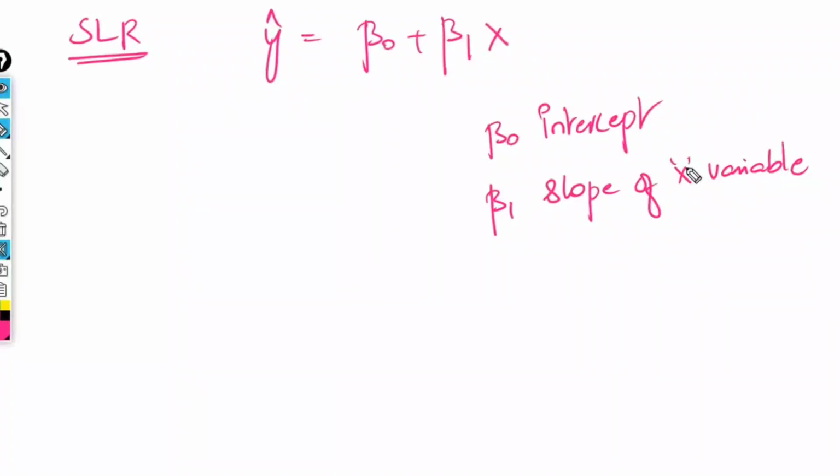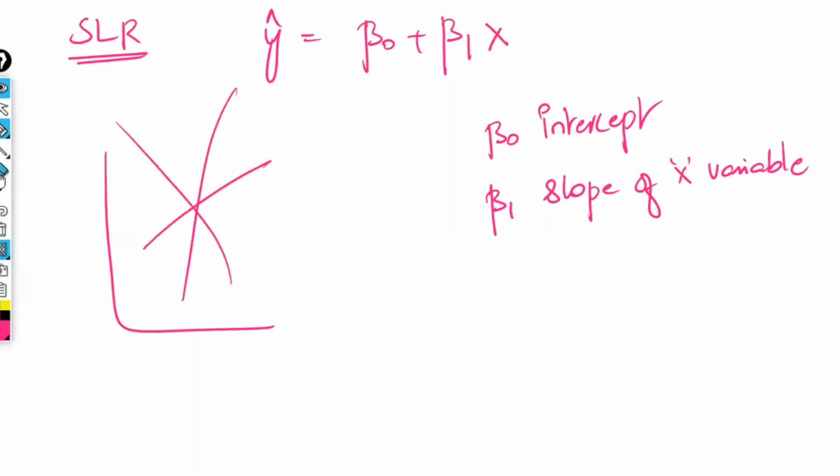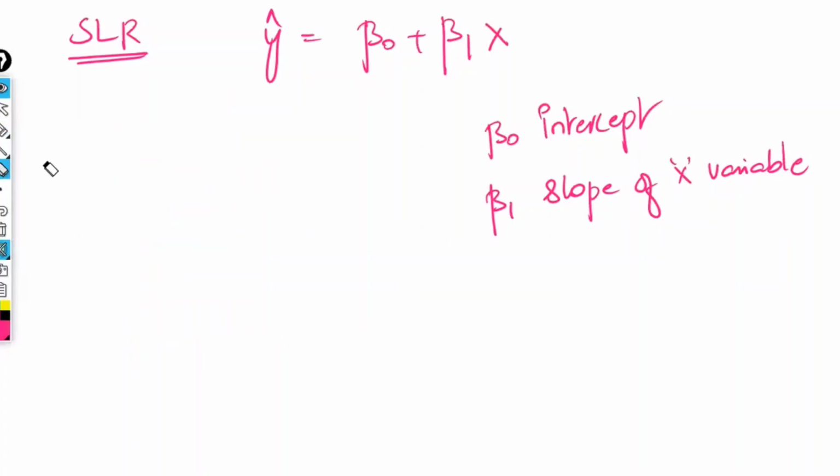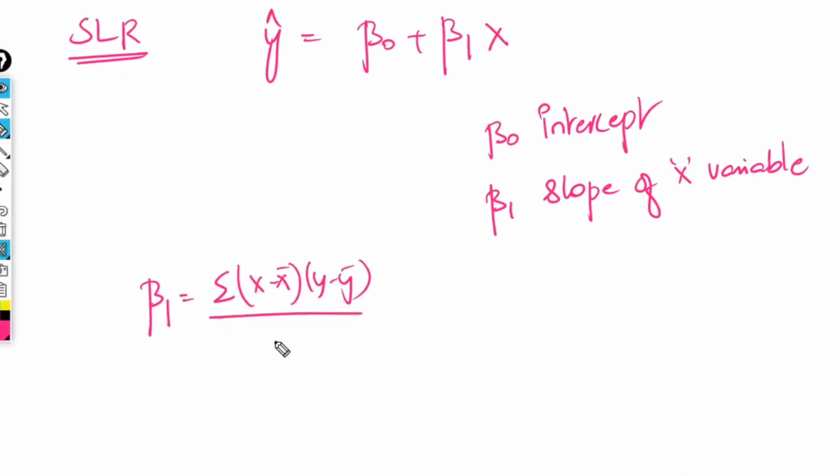Slope of x variable, right? Now we have an infinite number of lines. Out of these, which is the best fit line, the one which gives the minimum sum of the squares of errors? After calculating, beta 1 is sigma of (x minus x bar) into (y minus y bar) divided by sigma of (x minus x bar) whole square, and beta naught is equal to y bar minus beta 1 x bar. This is the equation.